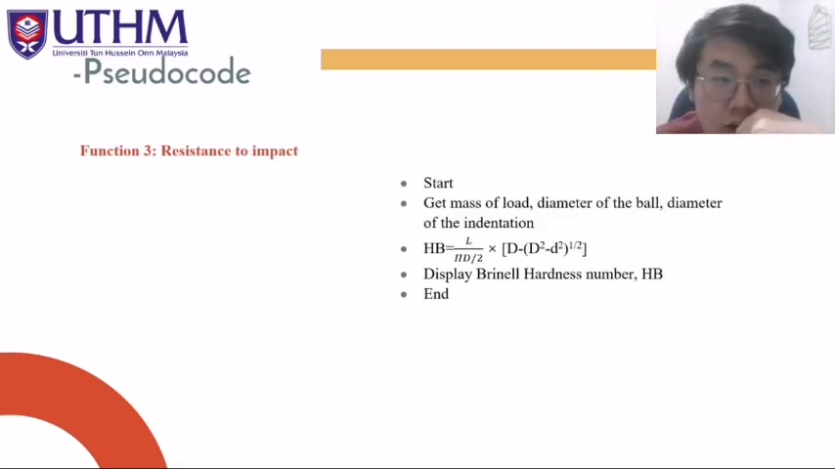Here is the Gantt chart for function 3, resistance against impact. There are 5 steps. The first step is start. The second step is get the mass for load, diameter for the ball, and diameter for the indentation. The third step is the formula to calculate the Brinell hardness number. The fourth step is display the Brinell hardness number. The fifth step is end.